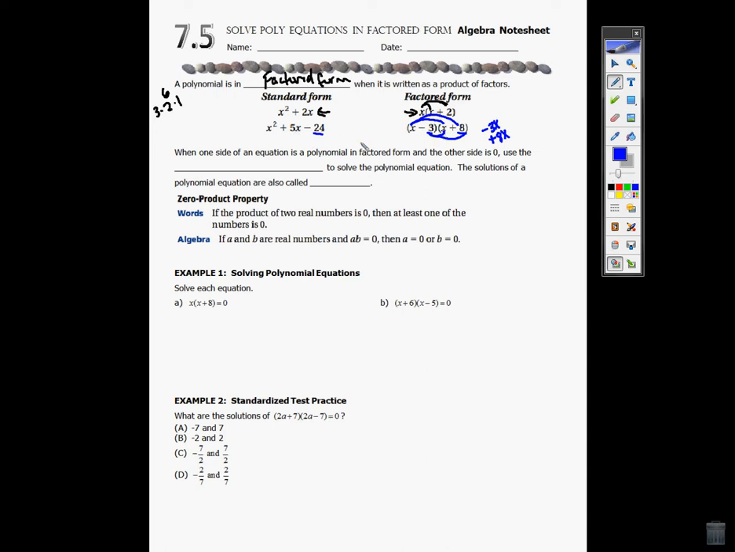And we will discuss how to get from standard form into factored form later. But for now, we just want to be able to recognize what factored form is.